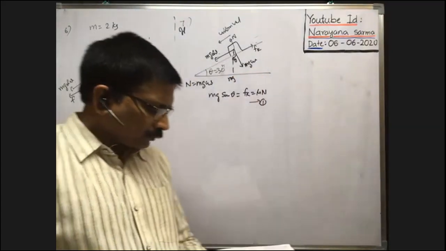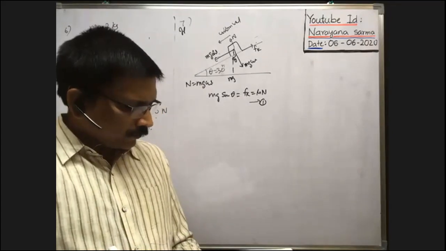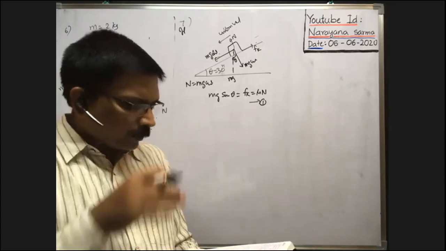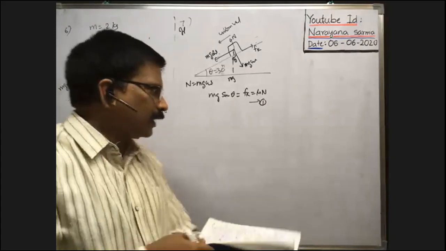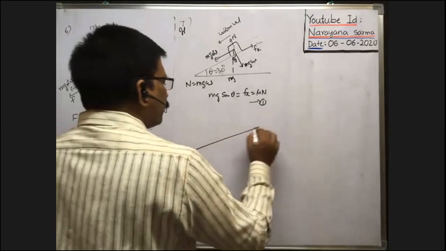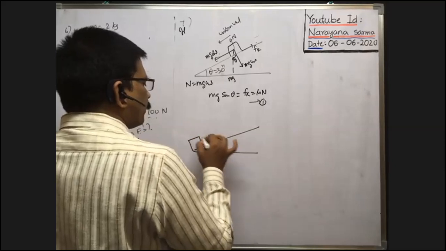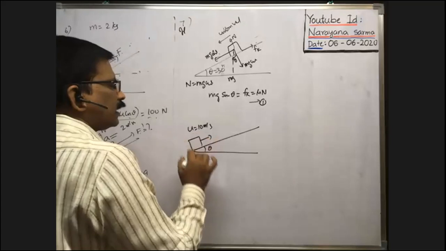Now, the block is then projected up with a velocity of 10 meters per second. The question asks for the maximum distance it can go up the plane before coming to rest. Now the same block is projected up with a velocity of 10 meters per second.